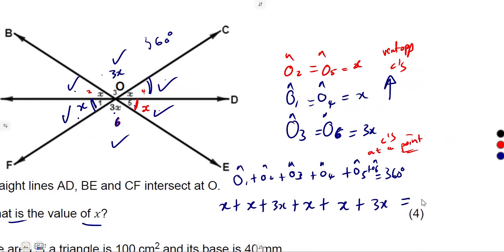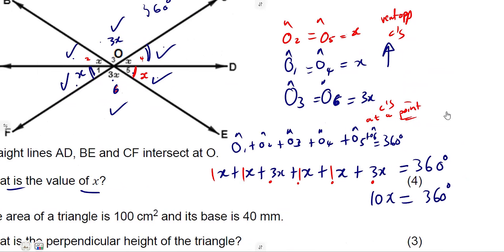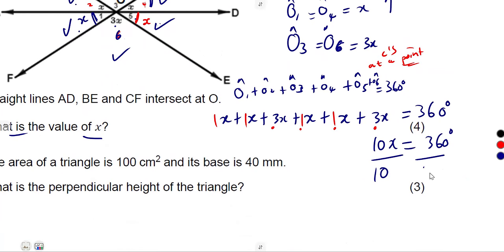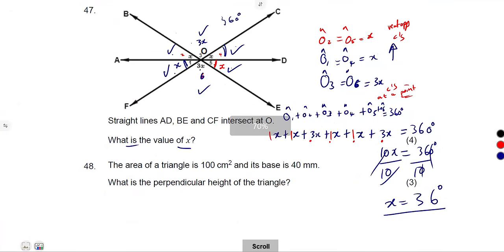So this is equal to 360 degrees. So add all of these ones. 1 plus 1, that is 2, plus 3, which is 5, plus 1, that's 6, plus 1, 7, plus 3, which is 10. So it was going to give us 10x equal to 360 degrees. All right, so simply divide by 10 on both sides. So our x is 36. That was it. You just have to consider those properties, guys.